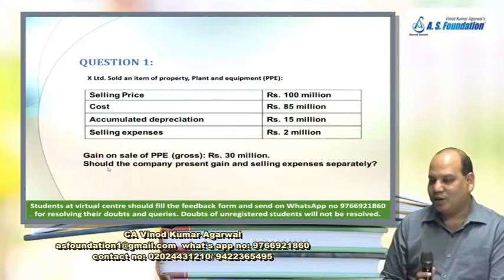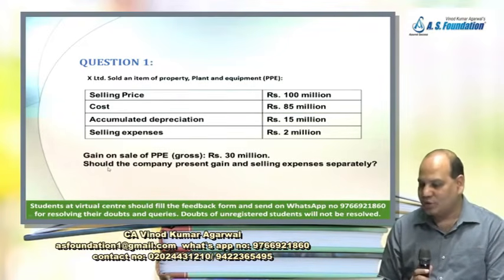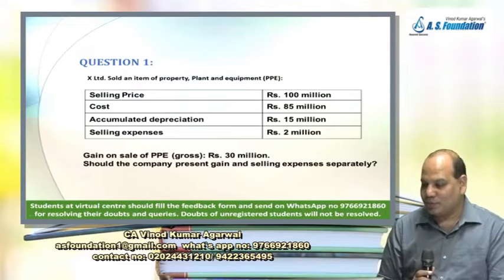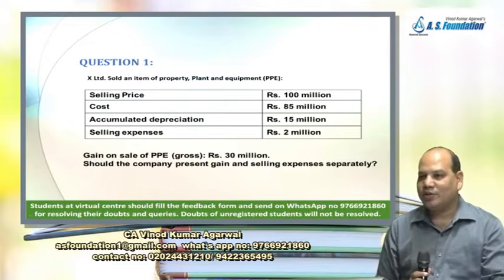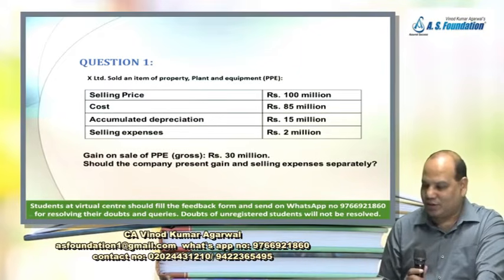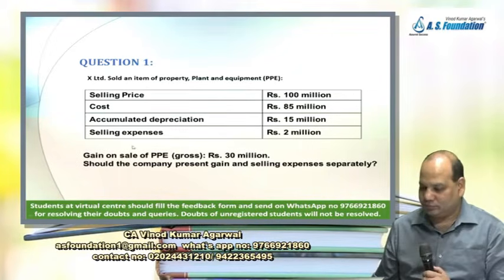X Limited sold an item of PPE, selling price 100, cost 85, accumulated depreciation 15, selling expense 2. Will you write these 4 items in the statement of P&L account, or just the net gain you will write? So what is the net gain? Calculate the net gain.